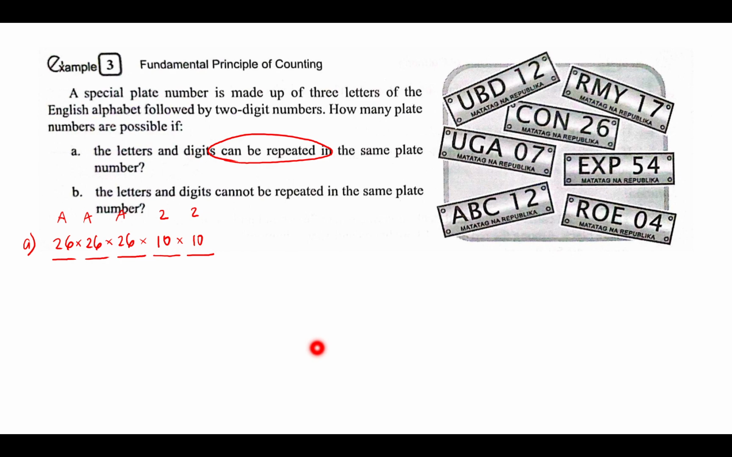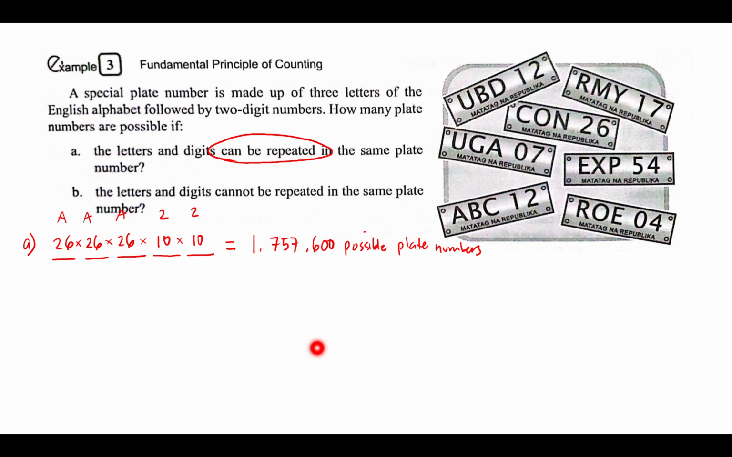Okay. So if we're going to multiply 26 times 26 times 26 times 10 times 10, I use a calculator here since this is a larger number. It gives us 1,757,600 possible plate numbers. Okay, so there are 1,757,600 possible plate numbers if we apply the condition that the letters and digits can be repeated.